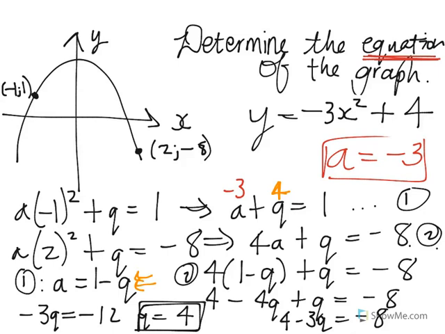And of course, you could have done it the other way, where you rewrite both equations and isolate some variable. Maybe the easiest one would be to isolate q and then make those two equations equal to each other. That's also a perfectly valid way of going about solving for a and q.